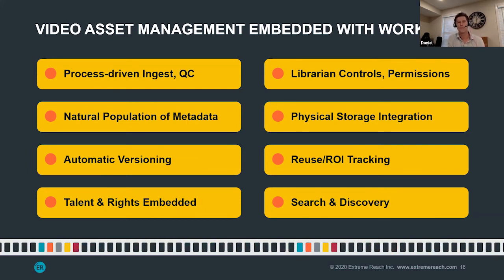You get natural population of metadata, everything from all the talent and rights information up front and all of the information about the campaign, brand, and product details. All of that can flow in naturally as a result of the upfront production and even the trafficking process. Automated versioning that comes from creating tailored versions for different channels.